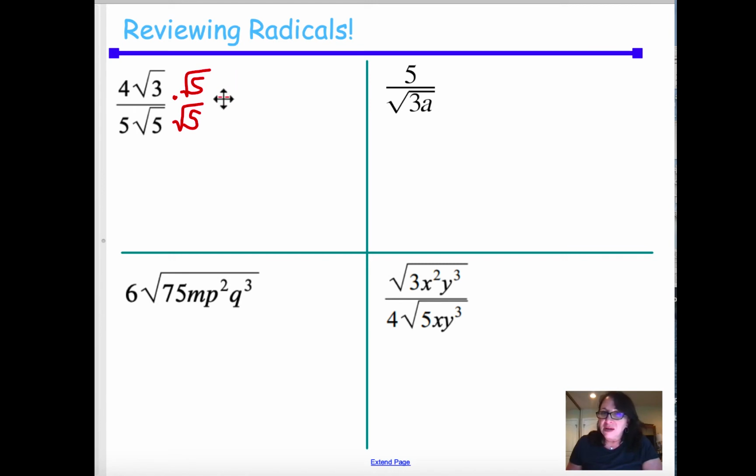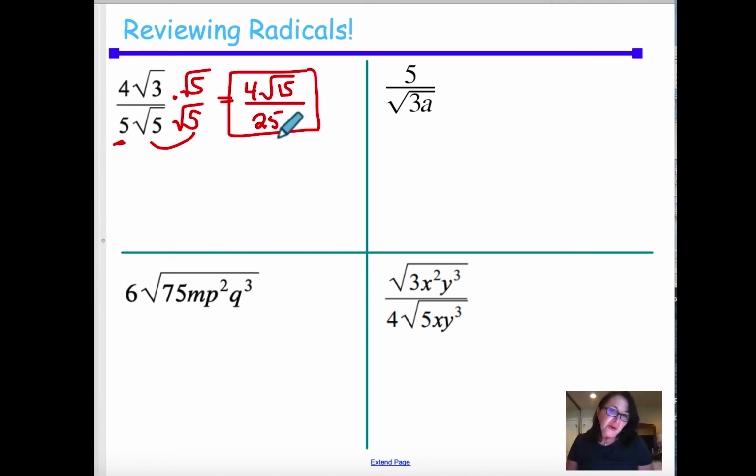And so what we get on the numerator is 4 root 15 over 5, this 5, times this, which is root 25, which is 5. So we have 5 times 5, and that's going to be 25. And so we would leave our answer like that. Now remember, even though 5 goes into 15 and 25, one's a root and one isn't, and you're not going to be able to reduce that. You're done.